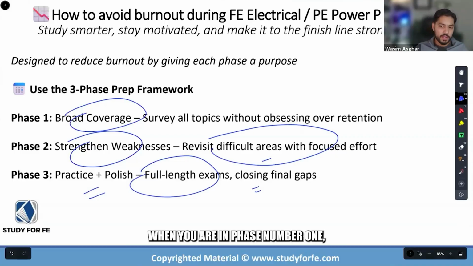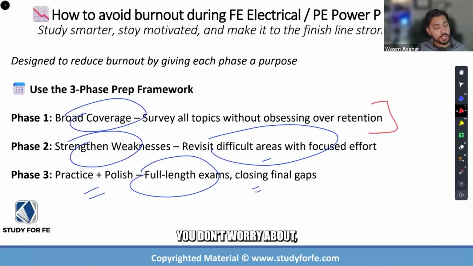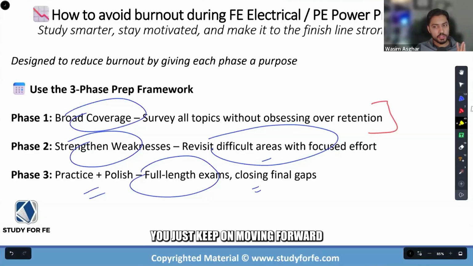When you are in phase number one, you don't worry about whether you're retaining everything as you're moving forward. Very common question: Okay, Wasim, I'm halfway through the coursework. I feel like I'm forgetting conic sections, but I feel electrical. Wasim, I'm halfway through the PE power preparation. I'm starting to forget the equations related to burden of a CT, right? You don't have to worry about it. You just keep on moving forward while keeping track of your weaknesses.